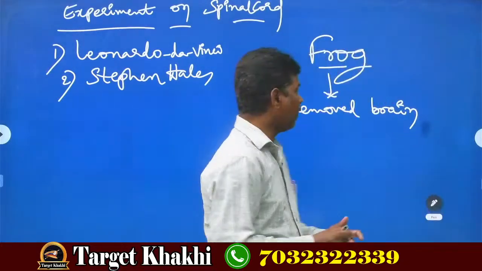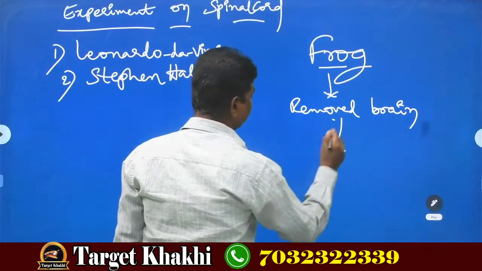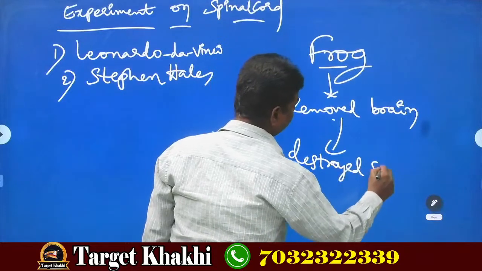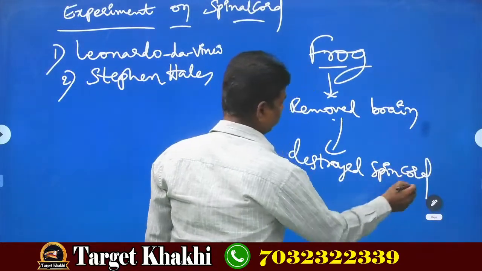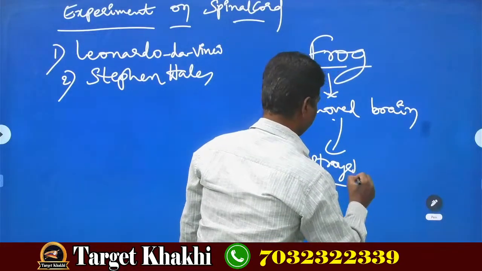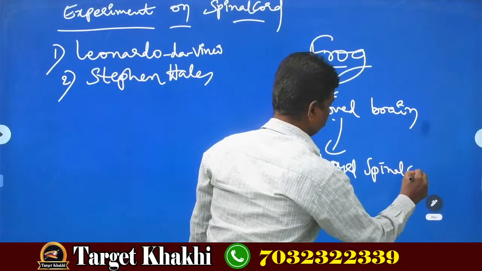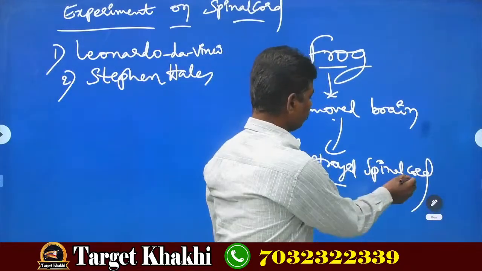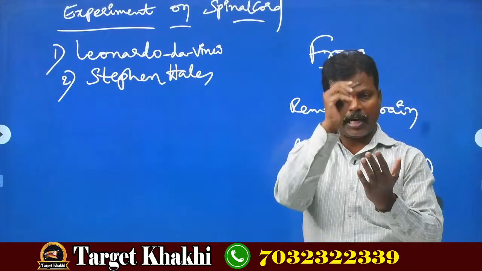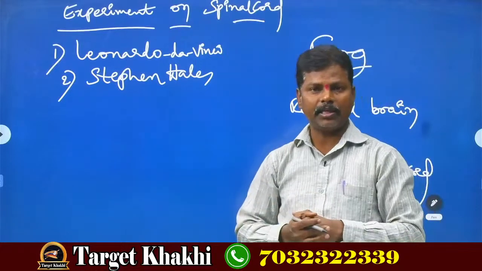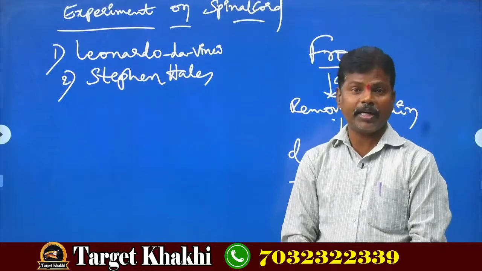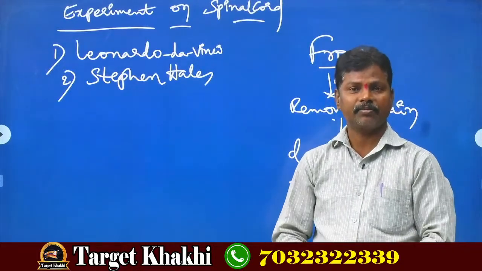Now what happened after that? Next, in the second step, they destroyed the spinal cord also. They injected and pinched with a needle and destroyed the spinal cord from the middle. Understood? Now they observed whether the frog would be alive or dead. But what happened? The frog was dead.